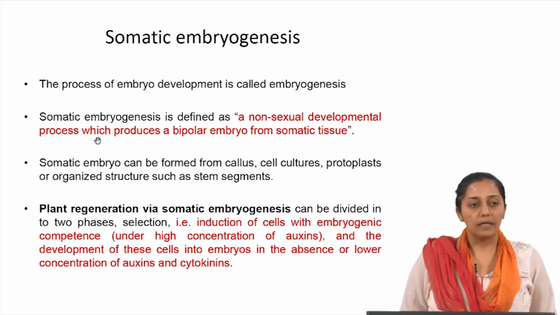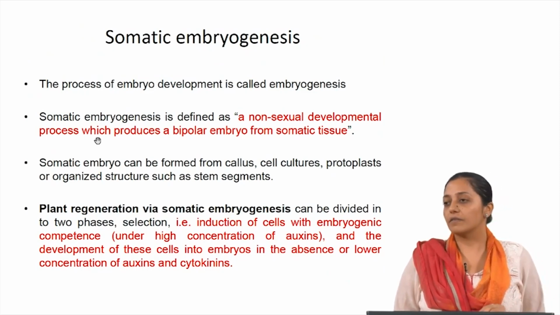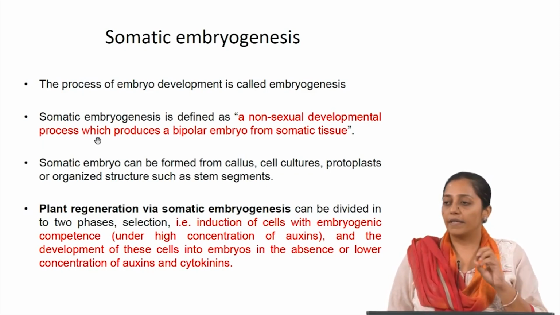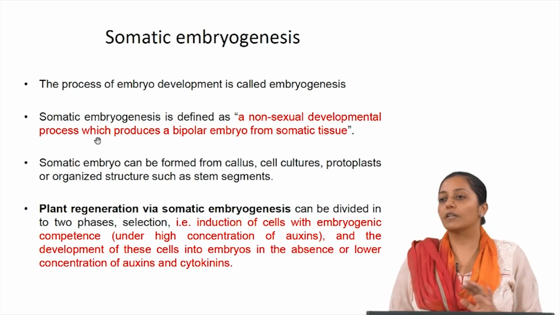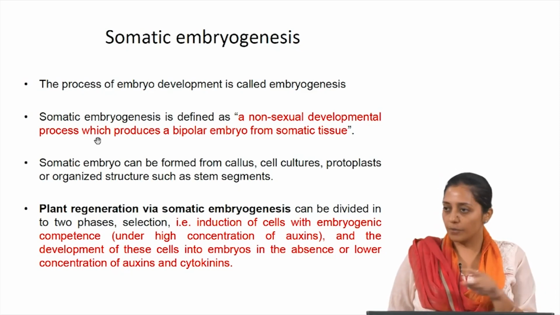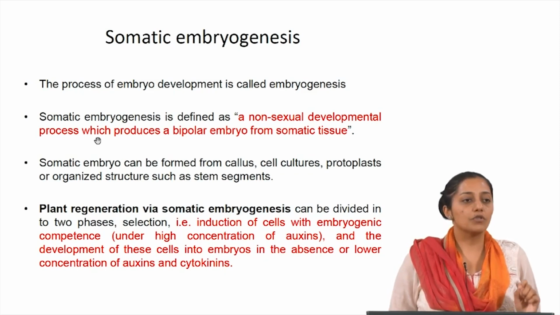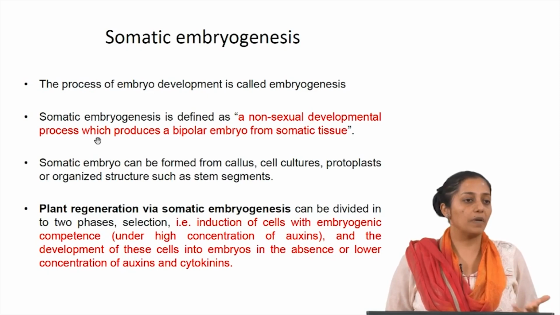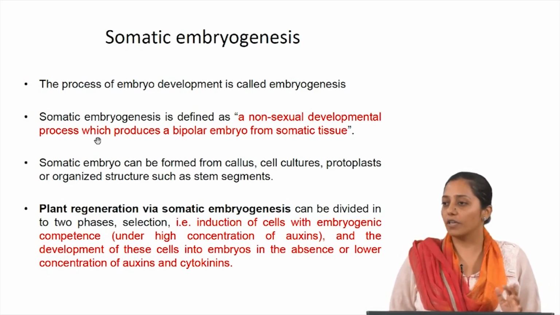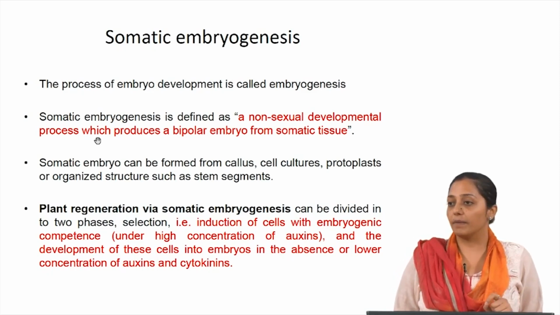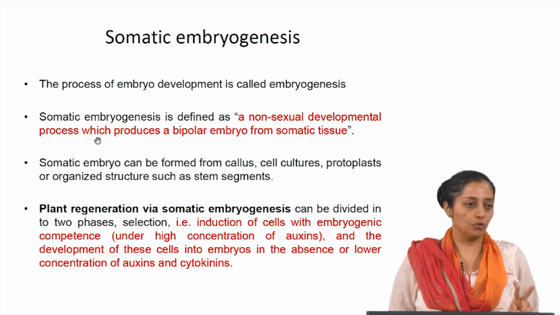Let's talk about somatic embryogenesis. The process of embryo development from somatic cells is called somatic embryogenesis. Somatic cells are non-germ cells, the cells which do not participate in the sexual reproduction of the plants. Somatic embryos can be formed from callus, cell cultures, protoplasts, or any kind of organized structures from the plant. Plant regeneration via somatic embryogenesis can be divided into two phases.